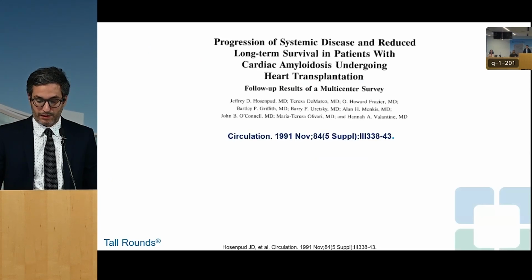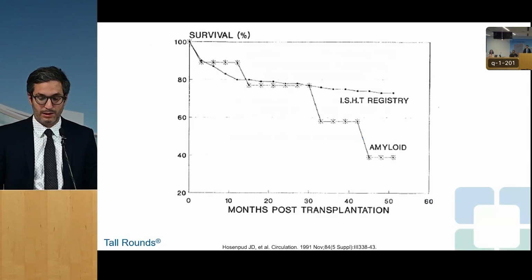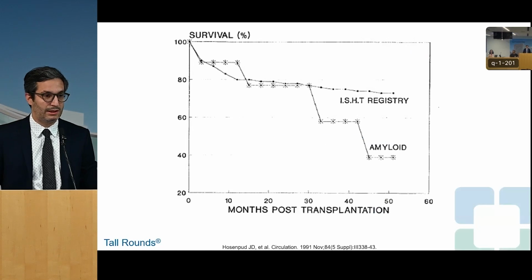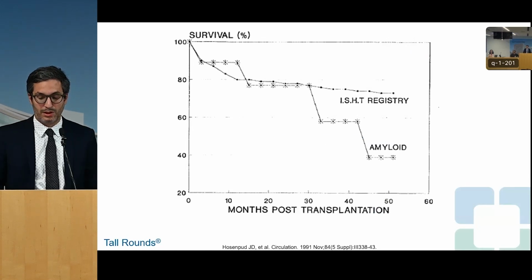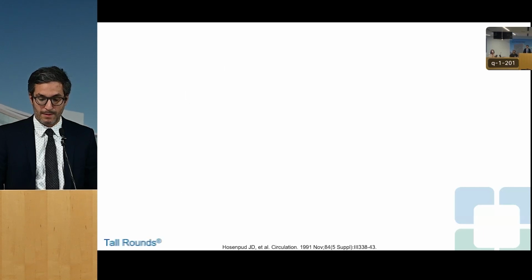We can see from this study from 1991 that the amyloid population that underwent transplant had much worse survival, around 50% at the 5-year mark. Compared with the ISHLT registry with other cardiomyopathies, it was significantly different and much worse.